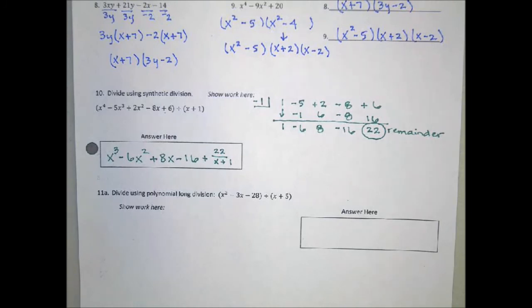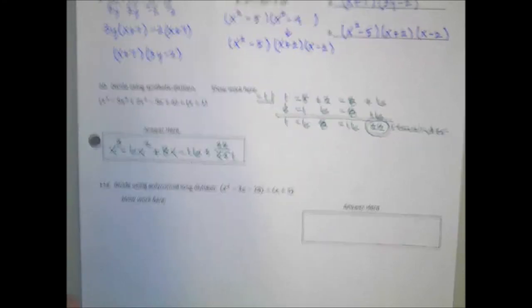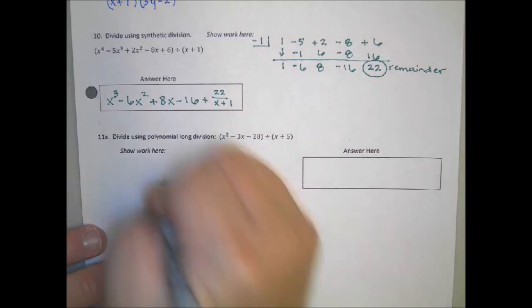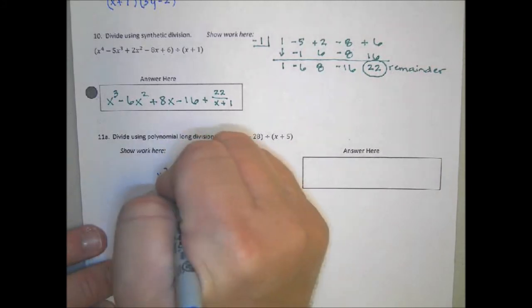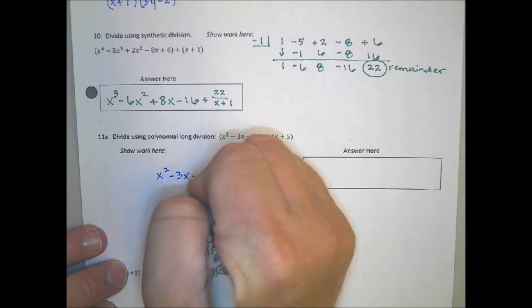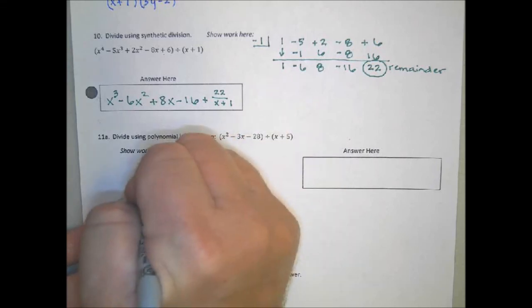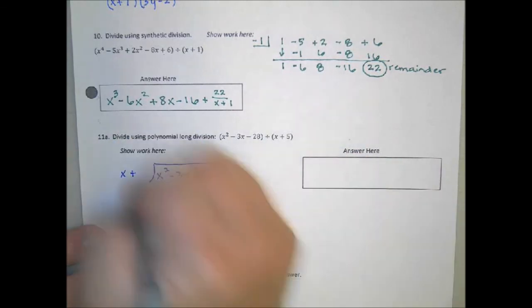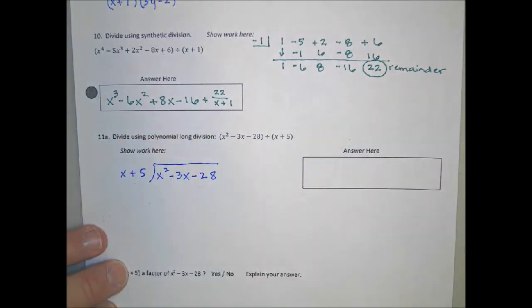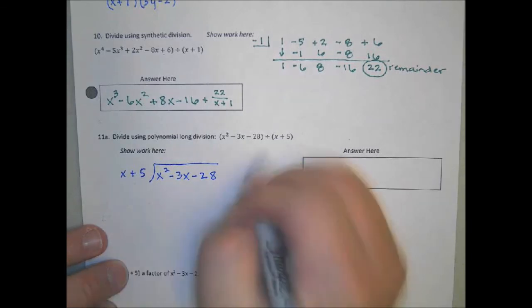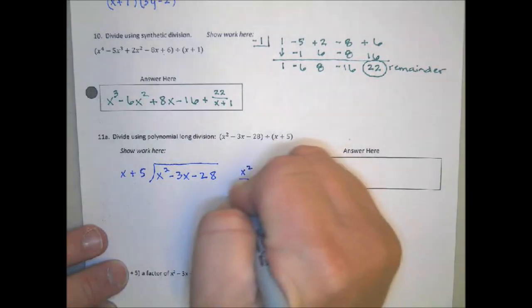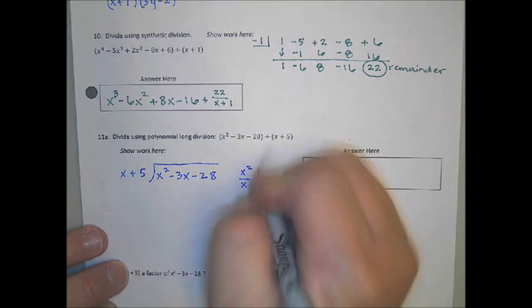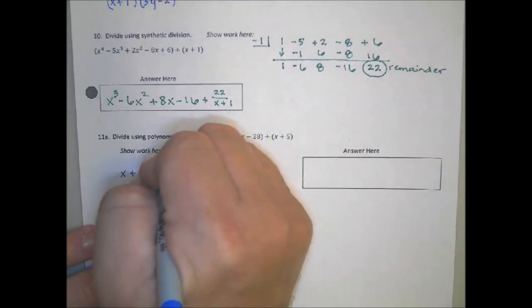And I'm also having you practice on the very last problem, long division. So we have our trinomial x squared minus 3x minus 28, and we're trying to use x plus 5. So x squared divided by x. Take the first term of each. That x squared right there divided by that x. X squared divided by x is x.